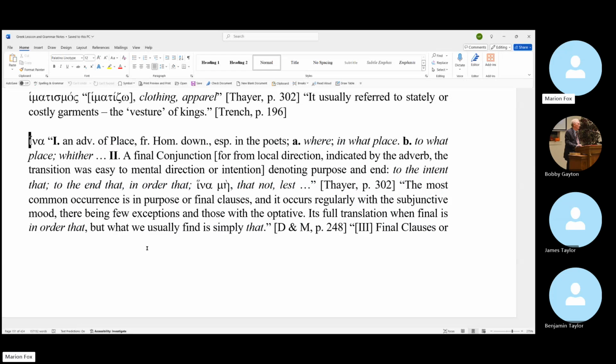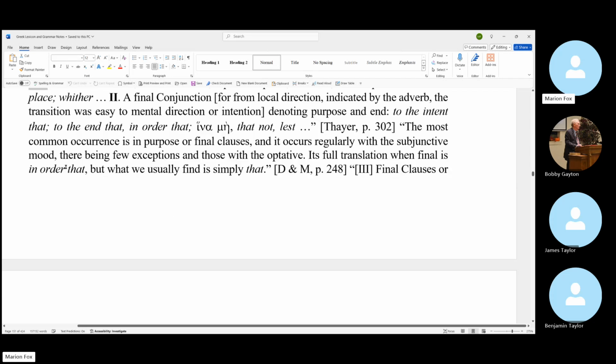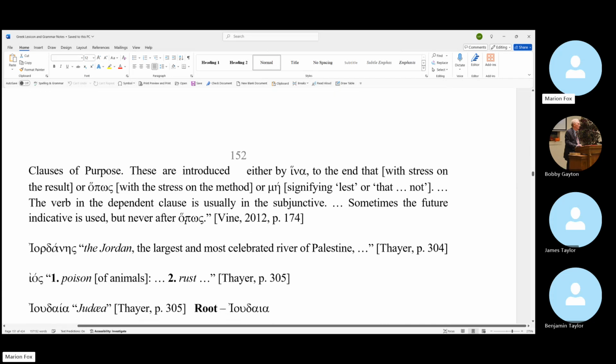We had a question, I think Benjamin asked it, but it doesn't matter who asked it, about the meaning of Hina and Hopos. Hina is the word we have right here, just highlighted. Then down here, we have Hopos. I had this discussion in the file that you had, but I moved it, copied it, and put it right with Hina, and also with Hopos. So I redid the file and sent it to you.